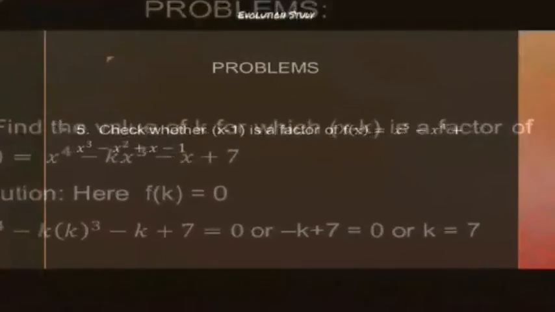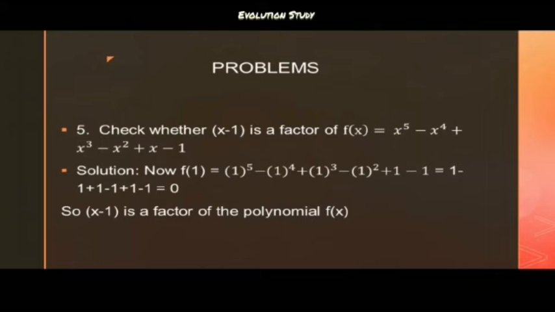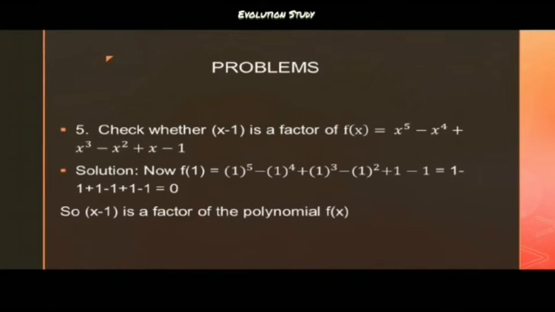Another problem asks to check whether x minus 1 is a factor of f(x) = x to the power 5 minus x to the power 4 plus x cubed minus x squared plus x minus 1. So by the solution you can write f(1) = 1 to the power 5 minus 1 to the power 4 plus 1 to the power 3 minus 1 squared plus 1 minus 1, which equals 0. So you can know that x minus 1 is a factor of the polynomial f(x).